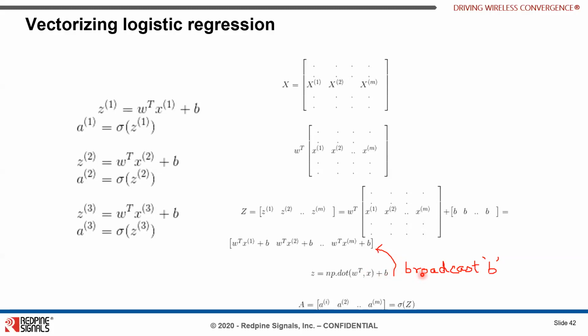Finally we get the activation A as sigma of this big Z, where activation A consists of the individual a's, a1, a2 until am. So this is the representation of vectorized logistic regression for multiple training samples on the entire neural net.